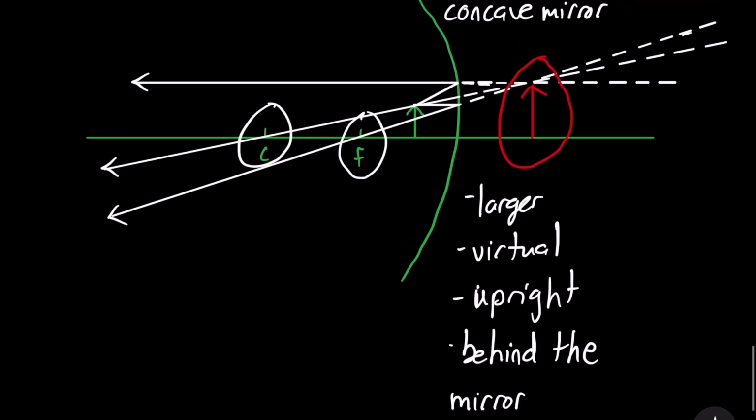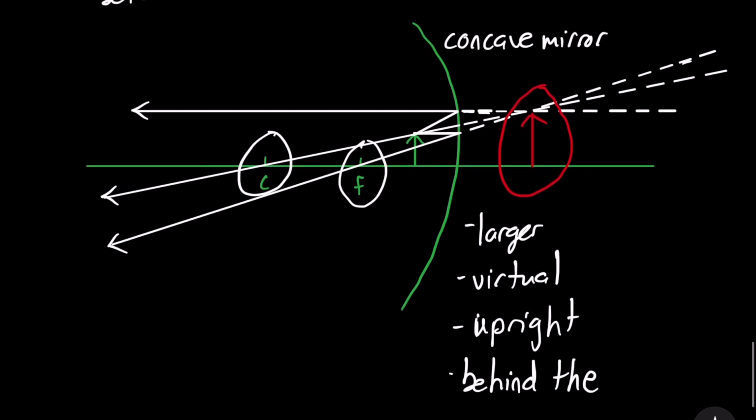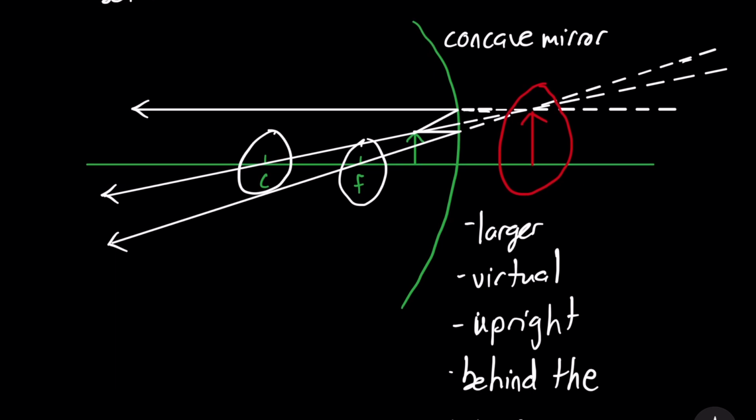Okay. So I'll give you one more look at our ray diagram. We have our 4 characteristics, and that looks good to me. I hope this video has helped.